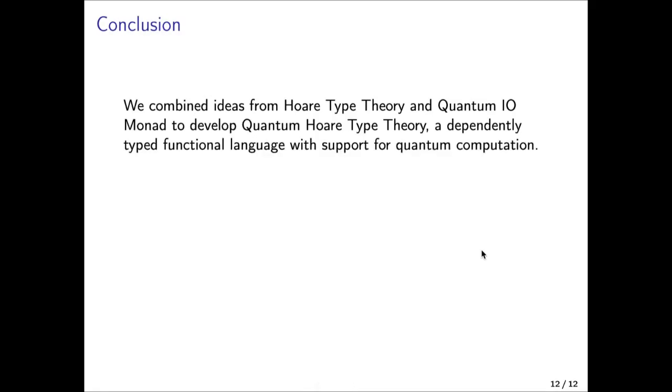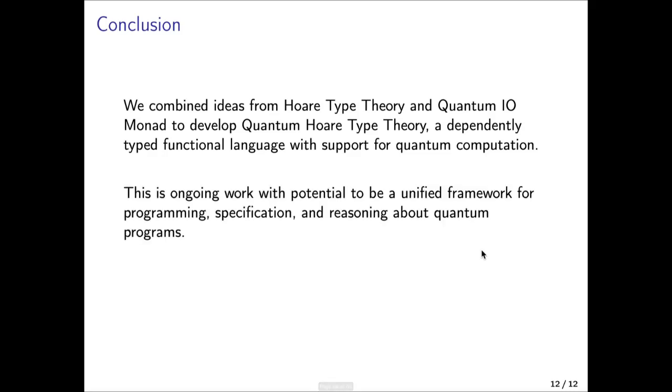To conclude, we have combined ideas from classical Hoare type theory and the QIO functional monadic interface for quantum computing to design our quantum Hoare type theory, which is a dependently typed language with support for reasoning about quantum effects. We have a lot of ongoing work right now, but we have hope that this could be a unified framework where you can do both programming, specification, and reasoning about the programs.